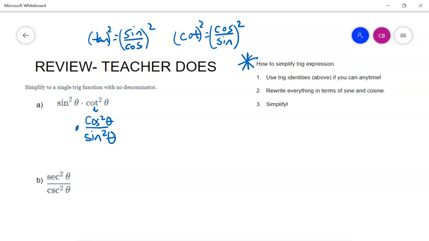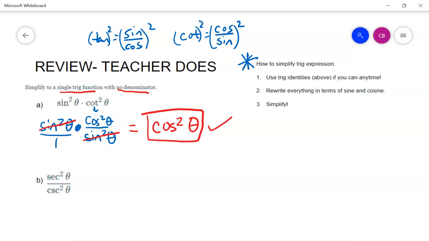Now, my sine squared theta is already written in terms of a sine or a cosine, so I'm going to just write this over 1. And what we're doing is multiplying fractions. Well, one thing I notice right here is that sine squared thetas are going to cancel. So all that's left is cosine squared theta. That is a single trig function with no denominator. So this is what we would want.